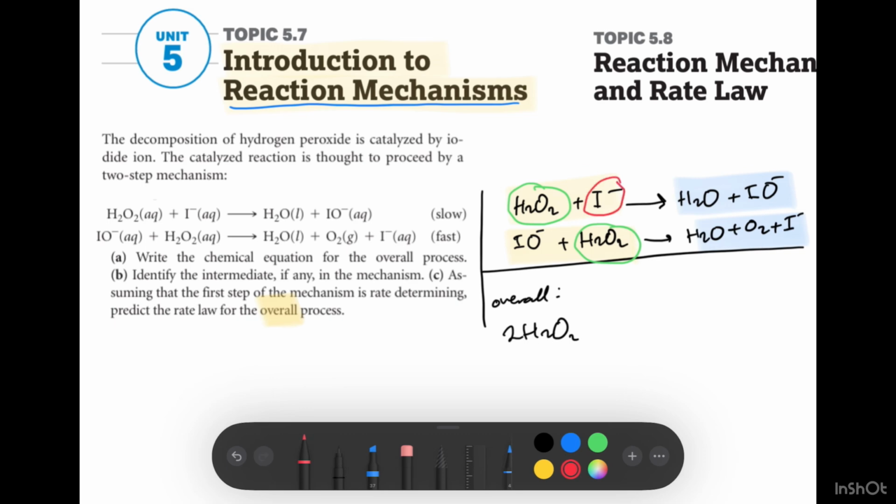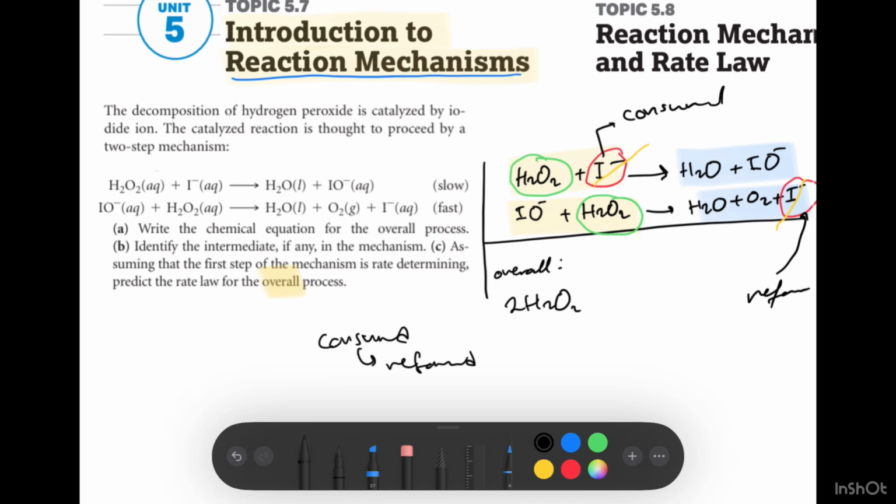and another I negative in the product. If you notice that one of the species is in the product and one of them is in the reactant, they must cancel each other. You have to keep in mind that the species that is consumed first and then it's reformed again, the substance that is consumed first and then regenerated or reformed, is called a catalyst.